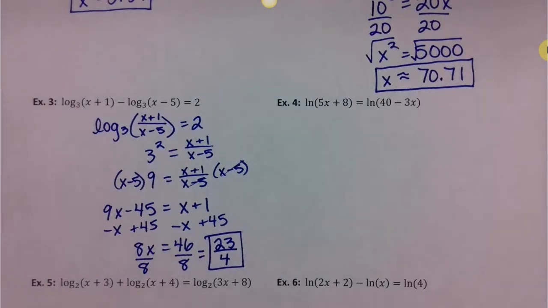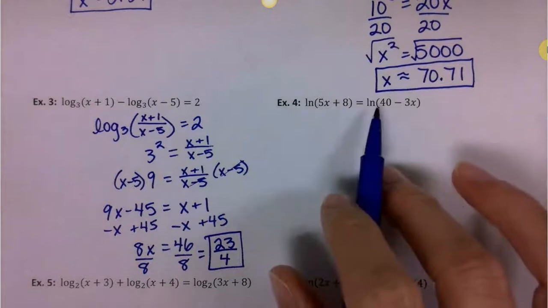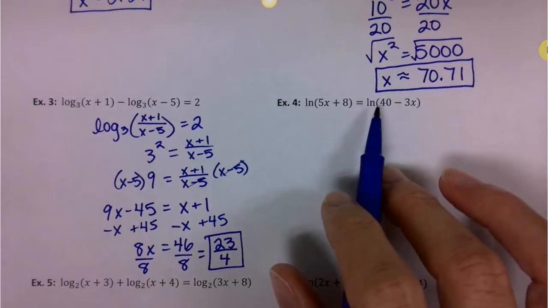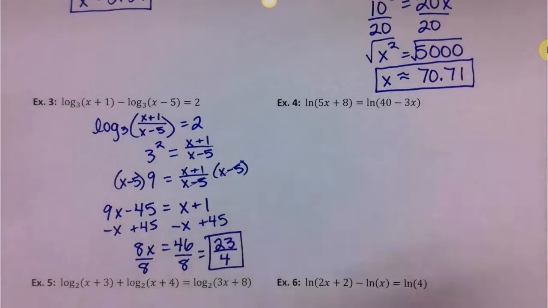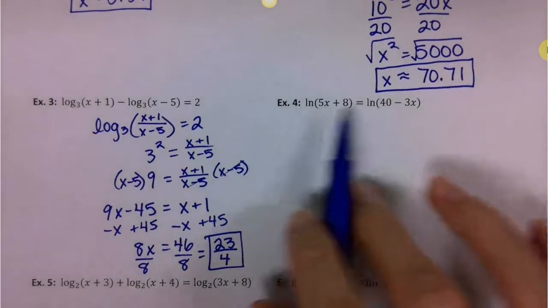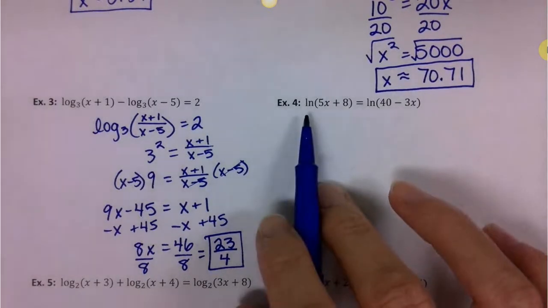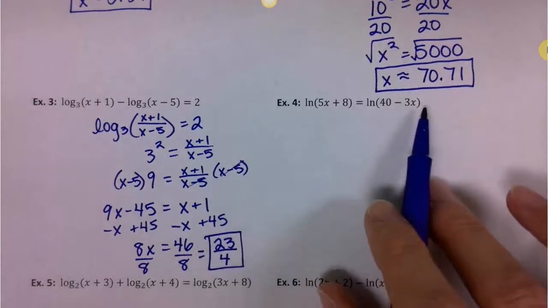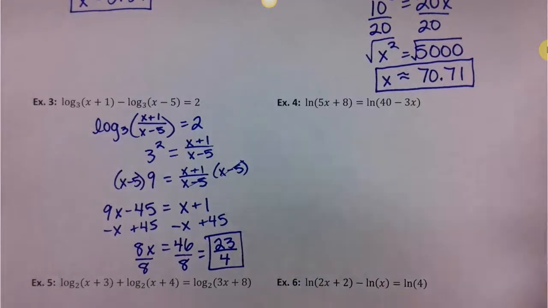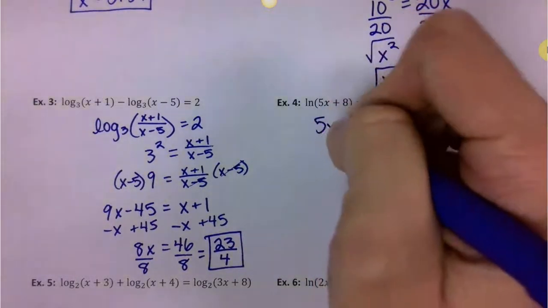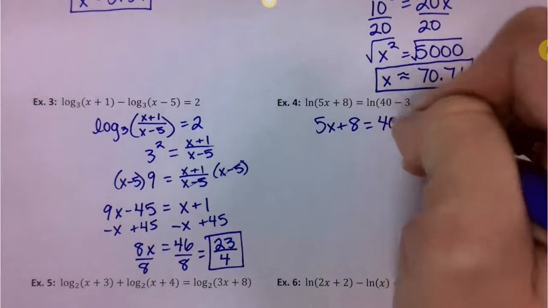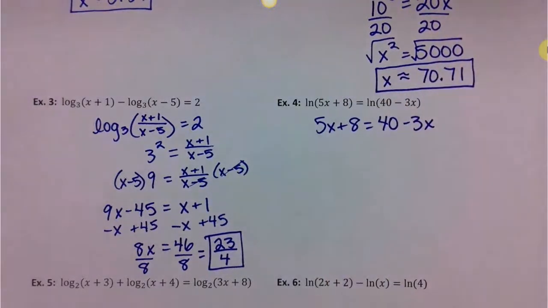In example 4, notice that we have a natural log on both sides of the equal sign. So this is similar to when we were solving exponential equations, and we said whenever we have the same base on both sides, we can just set the two exponents equal to each other. It's the same thing here. When we have a logarithm of the same base on both sides, we can just take whatever's inside those logarithms and set them equal to each other. So in this case, it would be 5x plus 8 equals 40 minus 3x.